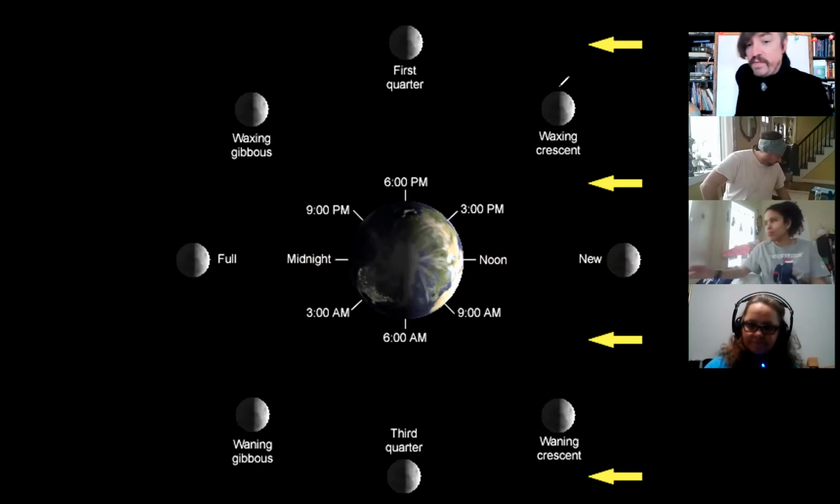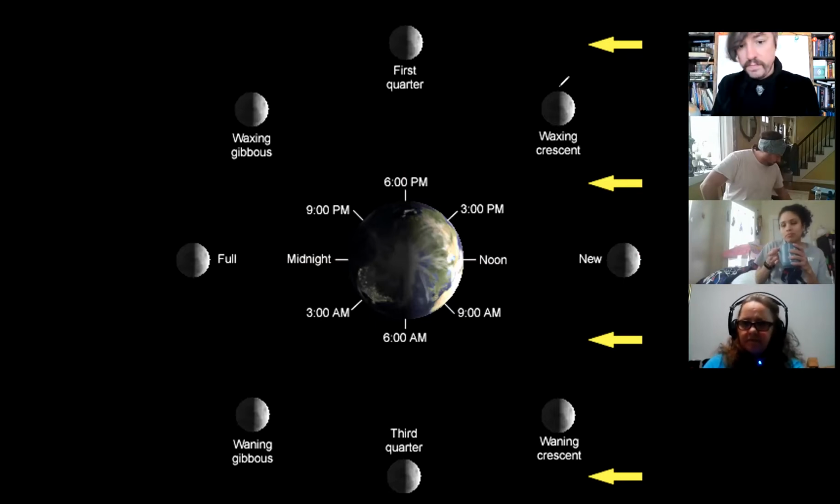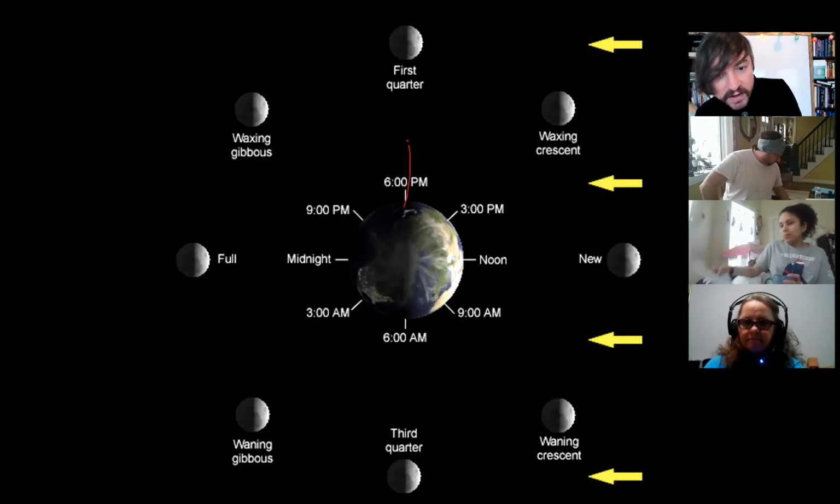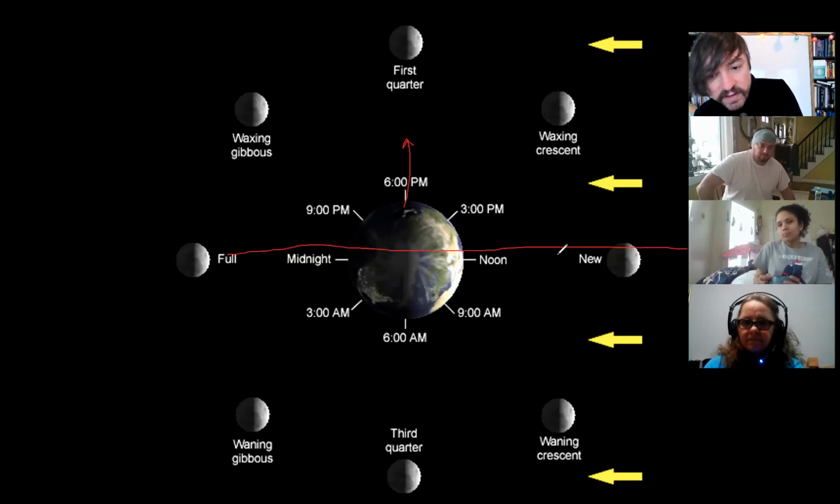Based on that piece of information, can anyone guess what time the new moon will cross your meridian? Wouldn't be 6 p.m. No. At 6 p.m., you would be here, and the new moon would be on your western horizon, rising.